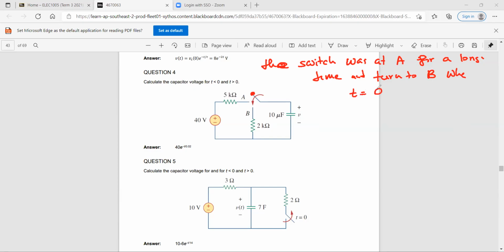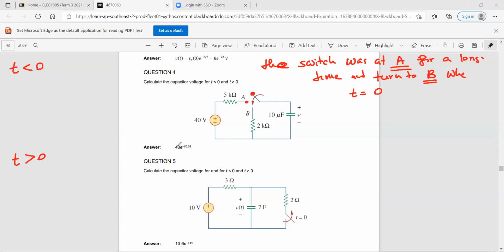So do you understand what I mean, guys? The switch was at A for a long time. This is your A, and it was turned to B when the time is equal to 0. Does that make sense? Now you need to draw the circuit when the time is less than 0 and the circuit when the time is more than 0. And I'll give you a few minutes for you to try this.